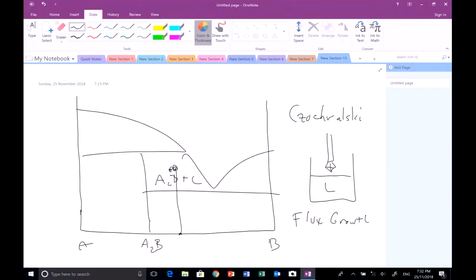And by the same token, I may want to densify. So I can have solid state densification, which we also call sintering, or I can have liquid phase sintering, densification.